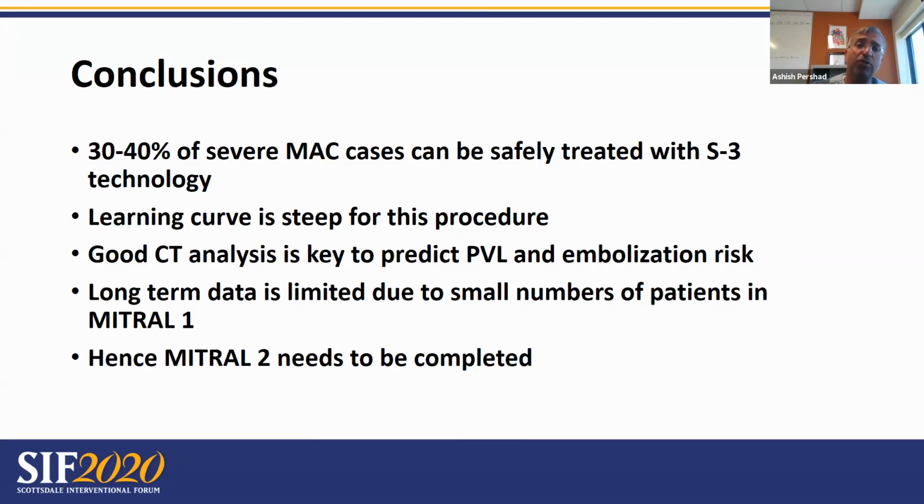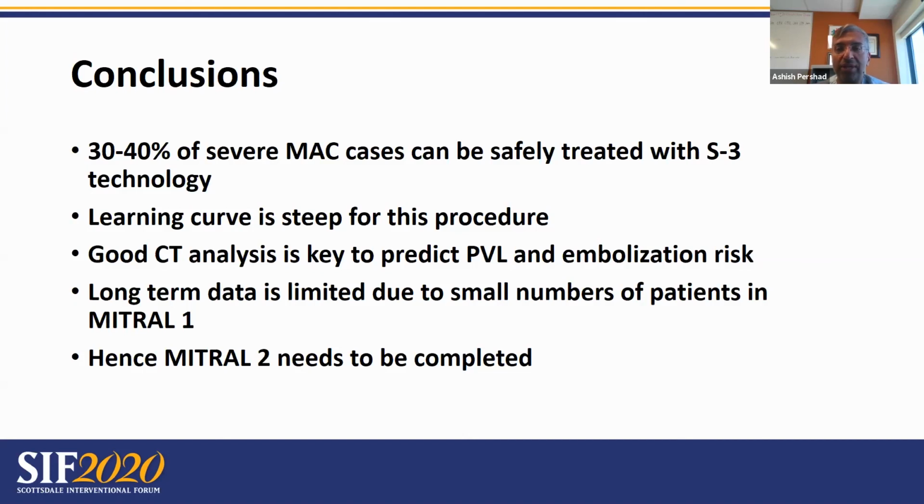The learning curve is steep for this procedure, and I think it is important that only sites that have had experience undertake this, because the outcomes, as you can see from the TVT registry, are sobering. A very good CT analysis is extremely important to not only predict paravalvular leak and manage that, as we've shown from our publication, but also to predict embolization risk. Long-term data for cases like these are still limited due to the small number of patients both in the registry as well as in MITRAL 1.